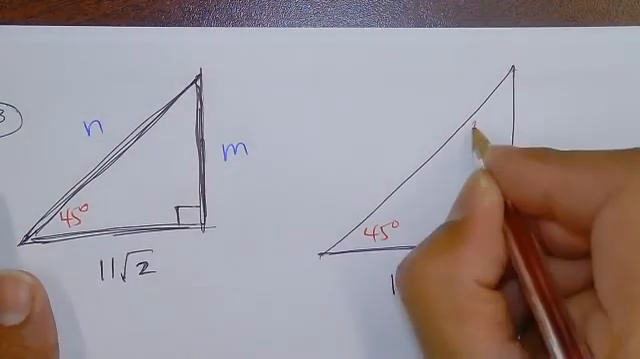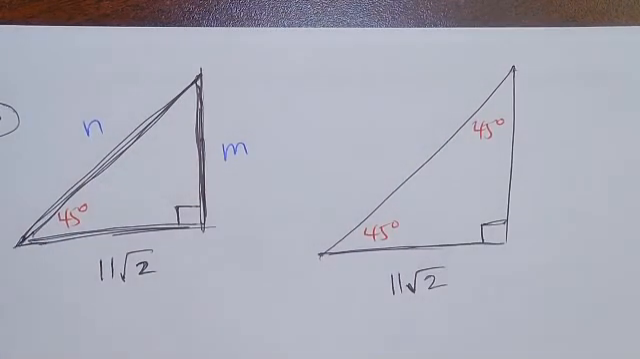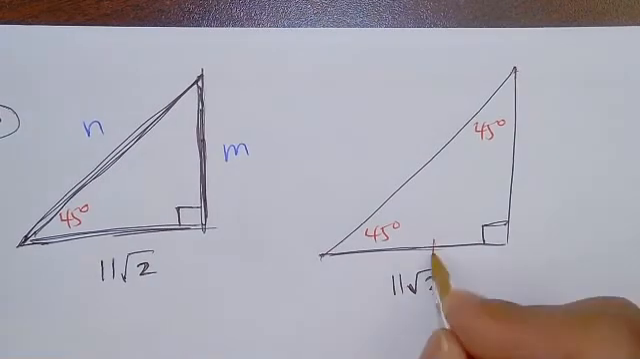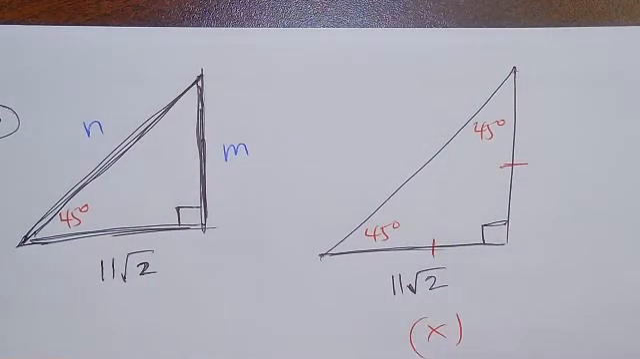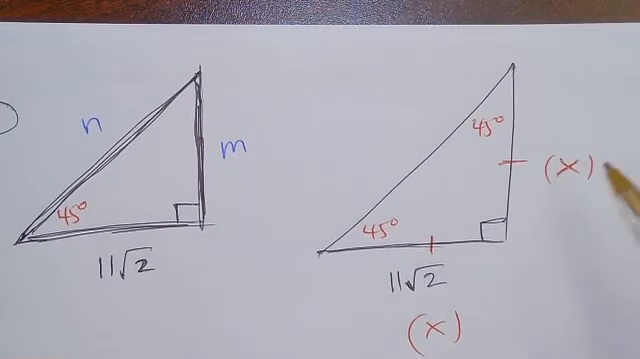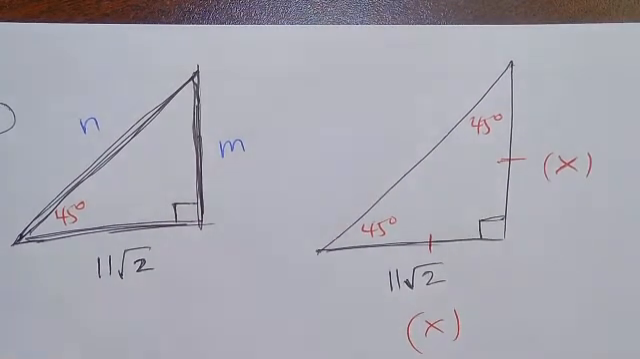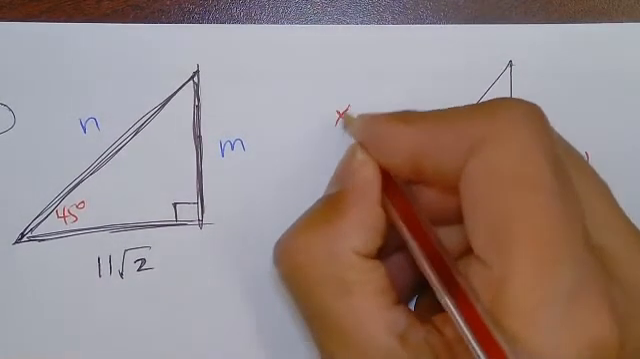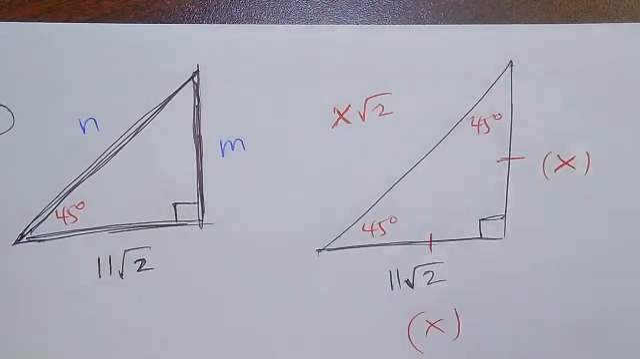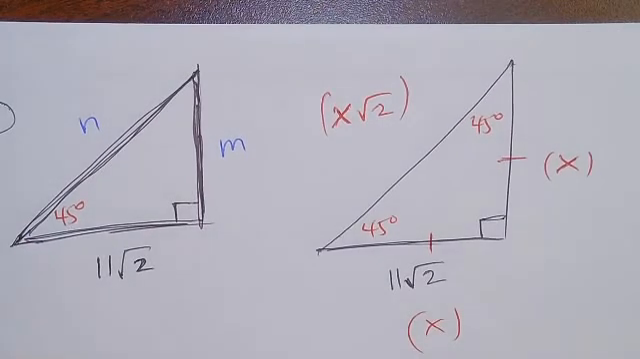Okay, this is a 45, 45, 90. Label the three sides. How do you label the three sides? The legs are what? X and X. And what is the hypotenuse side again? X, whatever the measure of the leg is, times the square root of 2. That's it. It's kind of pretty easy. The legs are the same, and this one's x root 2.